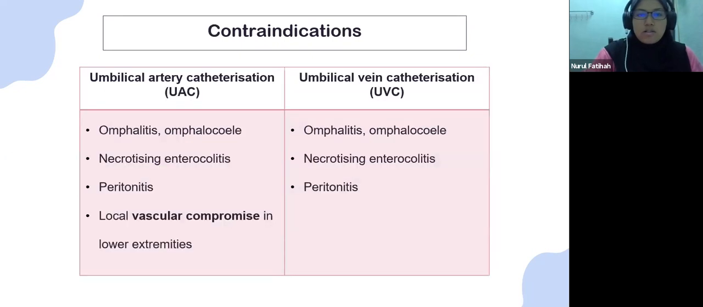All right. So for contraindications, both contraindications for UAC and UVC are quite similar, which are omphalitis, omphalocele, necrotizing enterocolitis, and peritonitis. And vascular compromise in infants is an additional contraindication for umbilical artery catheterization.